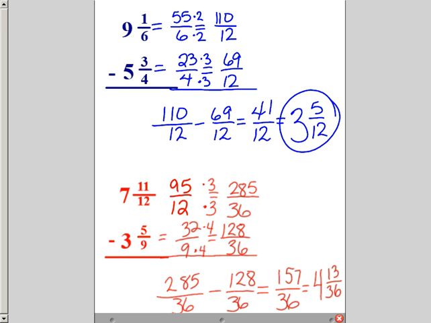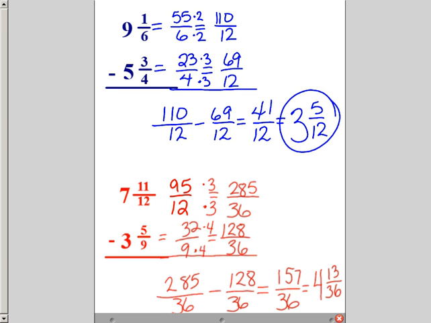For the first one, 95 twelfths, and then 3 and 5 ninths equals 32 ninths. When I change that to a common denominator, I'm going to use 36 as my common denominator, and 95 twelfths is going to equal 285 36ths. 32 ninths is going to equal 128 36ths. When I subtract those, I'm going to get 157 36ths, which equals 4 and 13 36ths.